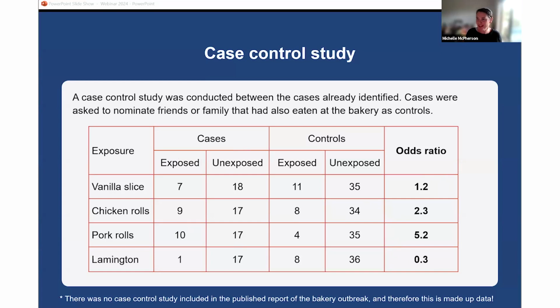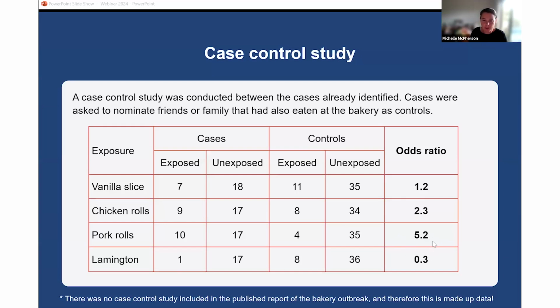And for those of you that have any experience in looking at epi studies. Okay. Of those that have answered, you've all answered that it is the pork rolls, which is the running hypothesis because it does have the highest odds ratio.